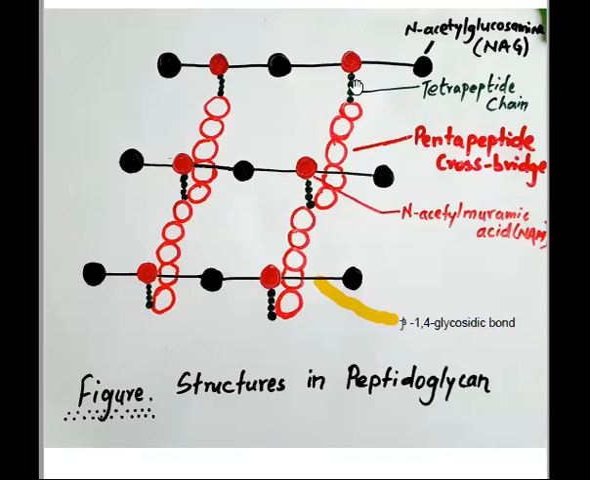with a tetrapeptide chain and a pentapeptide cross-linking bridge. As a result, a three-dimensional crystal lattice structure is observed, that of the peptidoglycan layer. Peptidoglycans are one of the most important sources of D-amino acids.